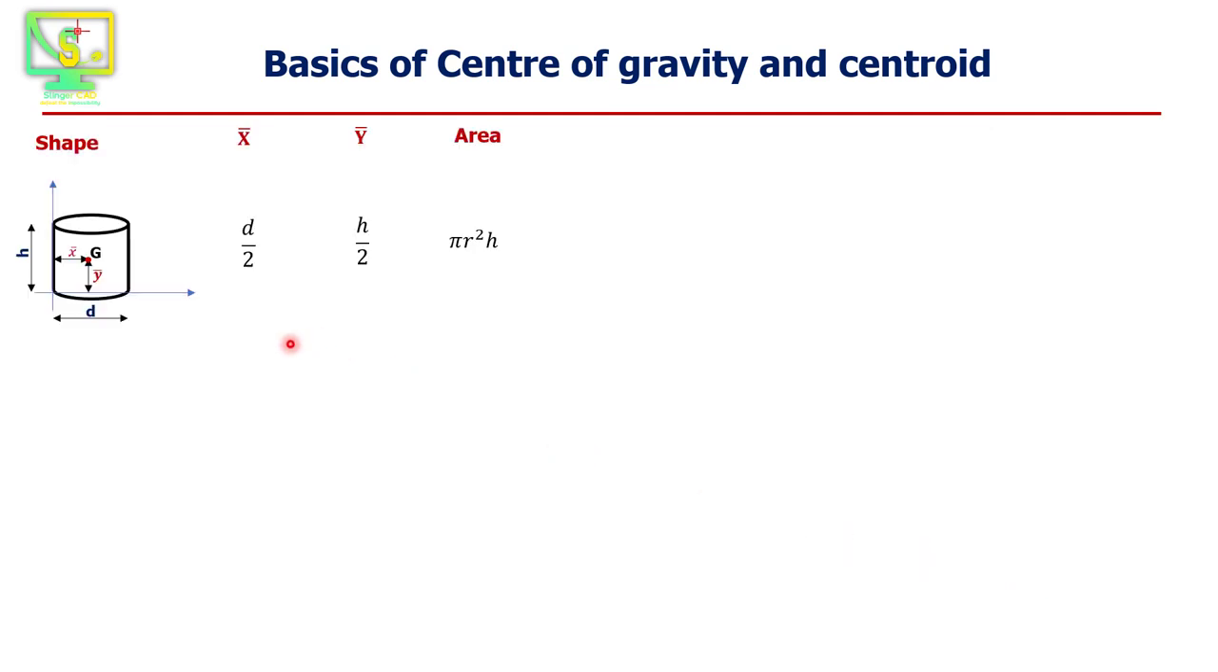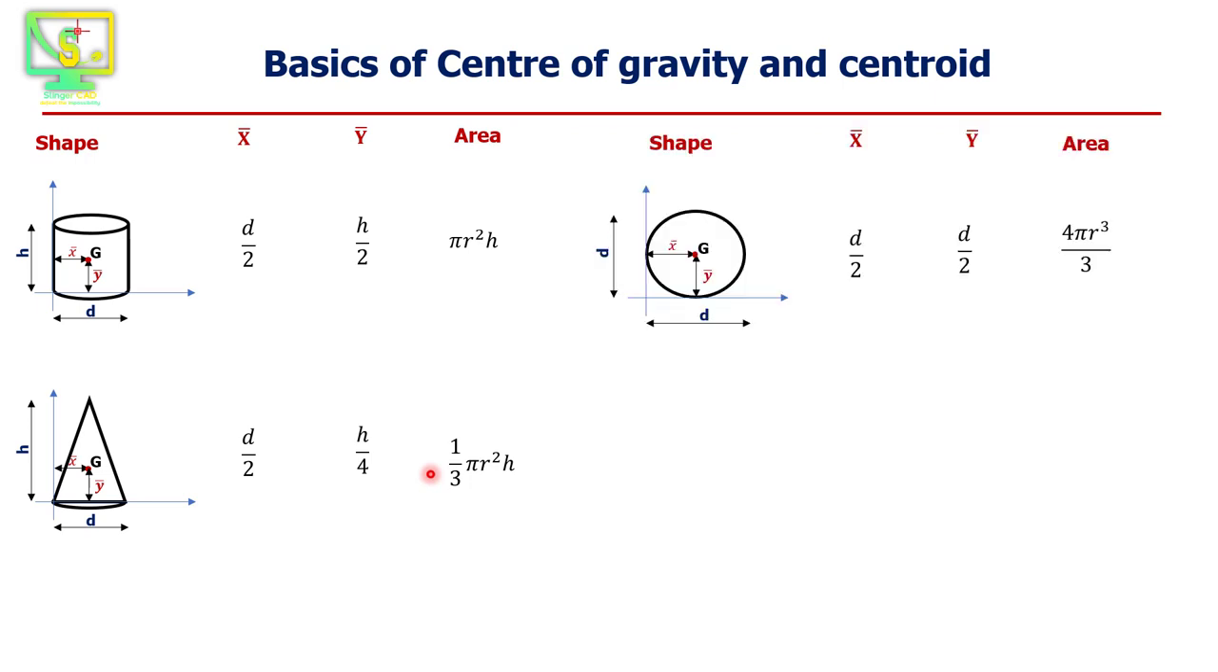For solid shapes, for a cylinder of diameter D and height H, X bar is D by 2, Y bar is H by 2, volume is pi R square H. For a cone, X bar is D by 2, Y bar is H by 4, volume is 1 by 3 pi R square H. For a sphere, X bar is D by 2, Y bar is D by 2, volume is 4 pi R cube by 3.